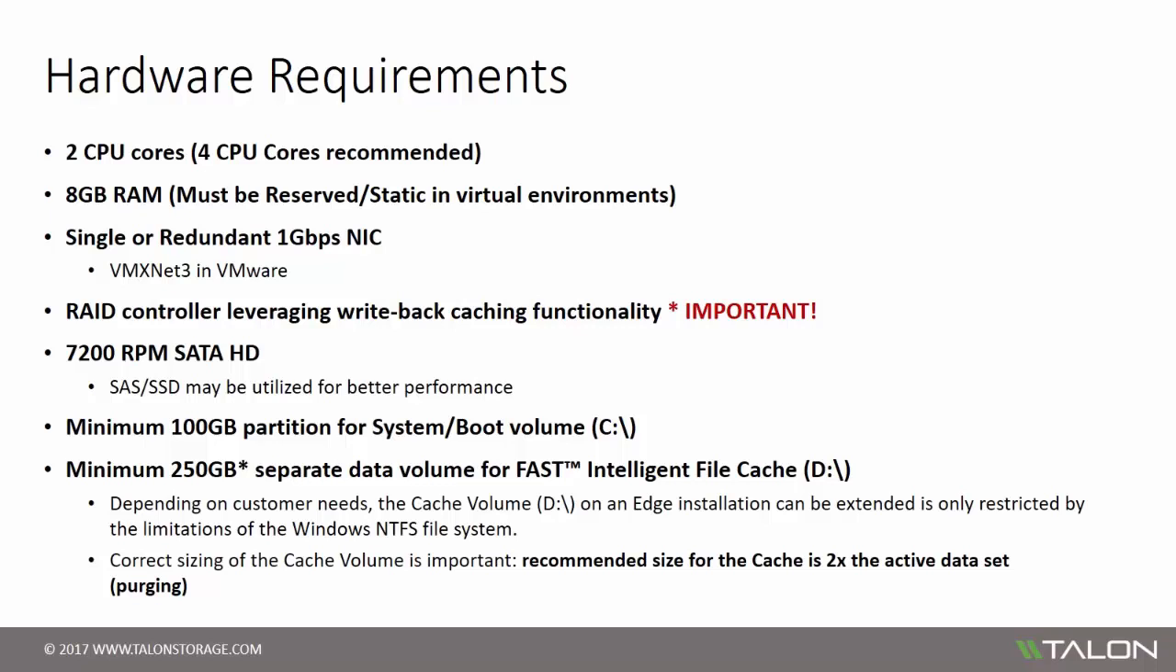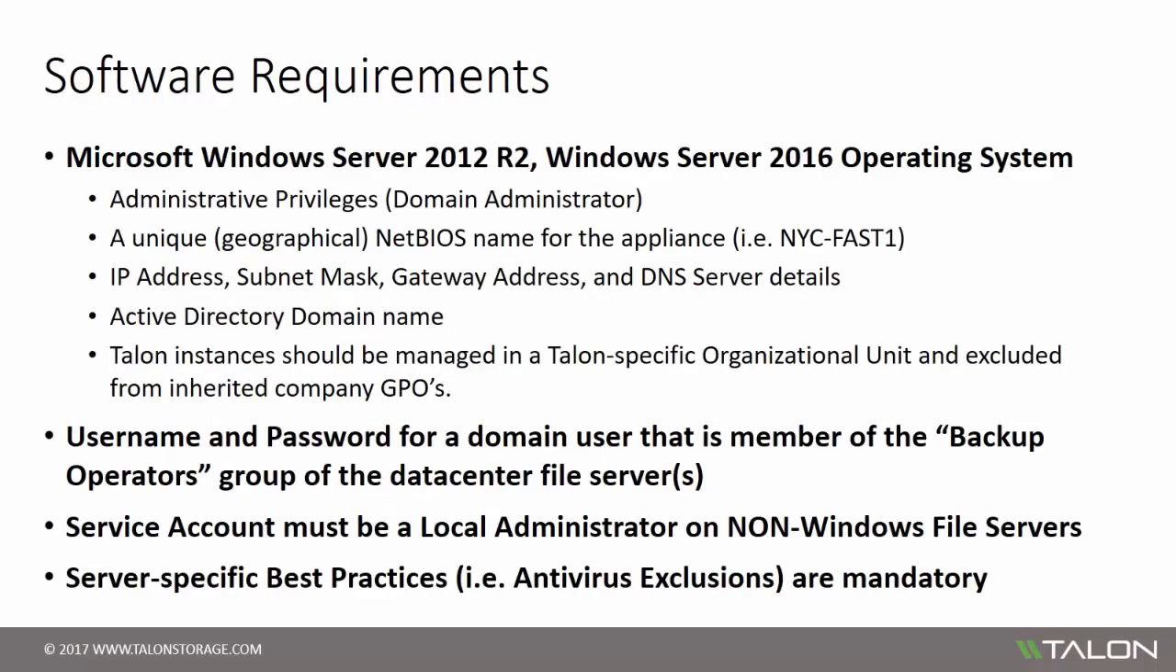The FAST solution can be scaled up to meet customer and individual branch office needs for more intelligent file cache space. Bear in mind that you always want to provision the cache with enough storage to be able to store at least double the size of the active dataset. You wouldn't want to run into any situations where the cache is continuously rolling over potentially active data. This ensures that the automated purging mechanism does not inadvertently flush active data due to an incorrectly sized cache.